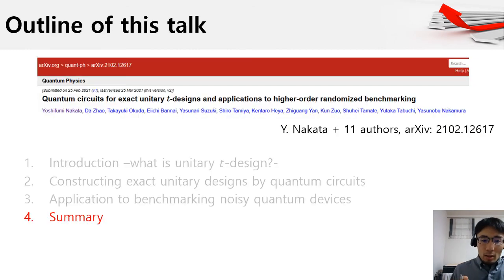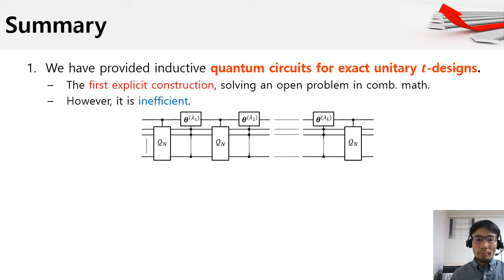Okay, so let me summarize my talk. In this talk, we provided two results. One is an inductive quantum circuit for exact unitary T designs. This is the first explicit construction of exact unitary T designs, which is a very important step in the development of the theory of unitary designs. However, our quantum circuit is inefficient, so it should be improved.